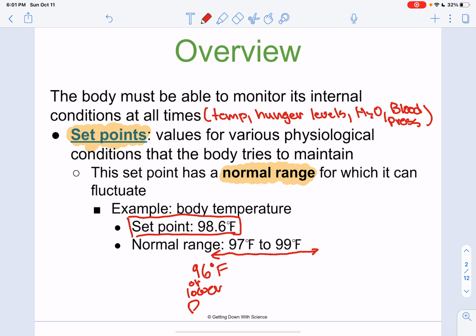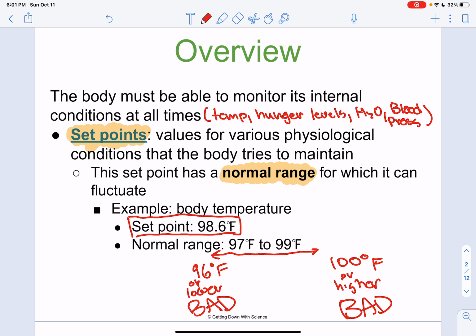However, if we start dipping into 96 degrees Fahrenheit or lower, things get bad. If we start dipping into 100 degrees Fahrenheit or higher, things get bad. No bueno. We want to stay in between this range. Good. And this normal range and this set point is going to be different for various functions like blood pressure, water levels, hunger levels, etc.